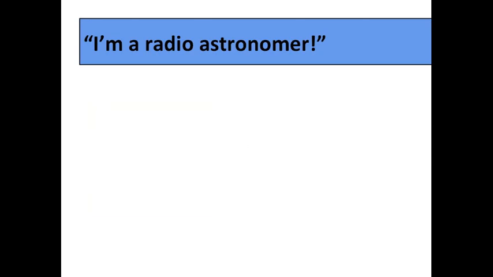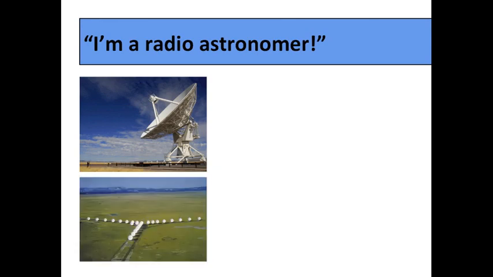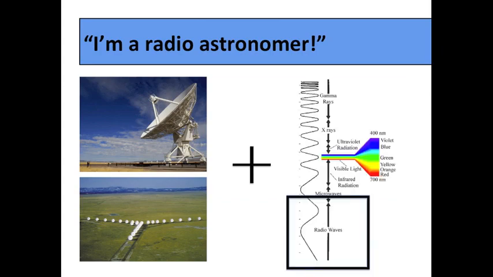Radio astronomers use telescopes like this, or arrays of radio telescopes like this. They point it at the sky, and they collect light, which is in a very specific part of the electromagnetic spectrum. This part right at the end here with the long wavelengths. For reference, you see that little narrow strip of visible light? That's what your eye is capable of seeing. But to look elsewhere, so to look in the radio, for example, you need to use telescopes.